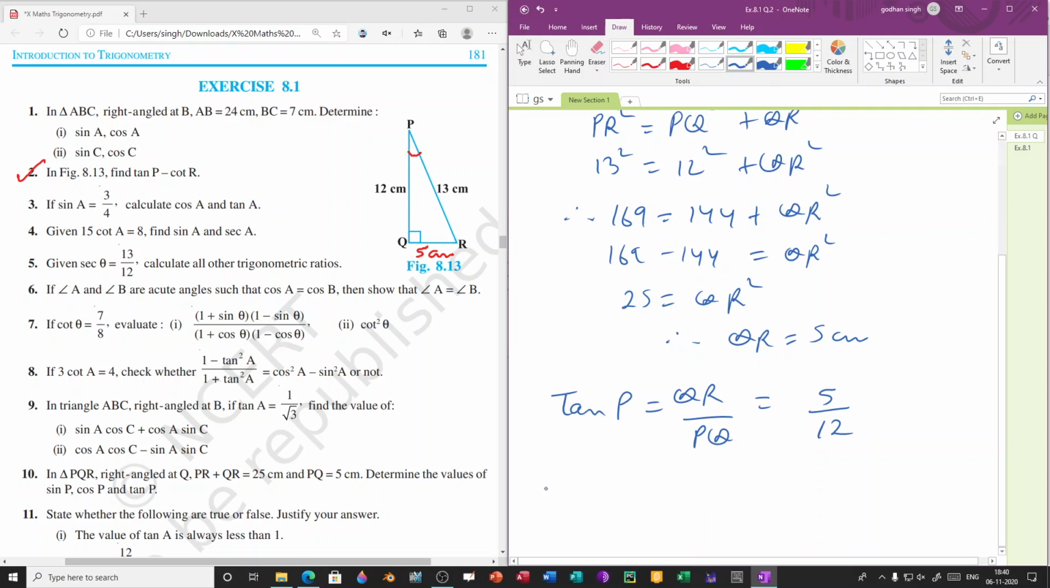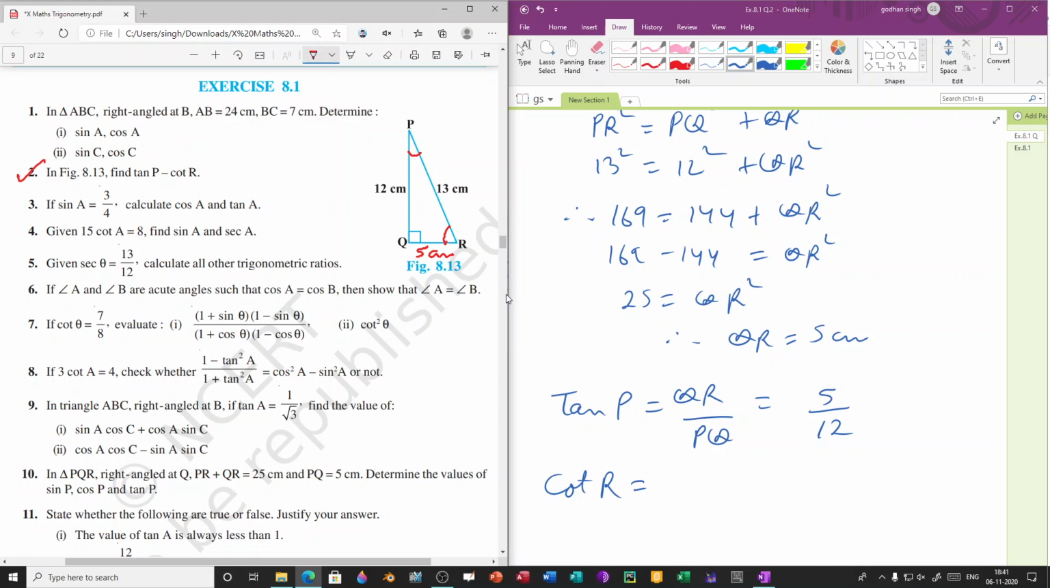So cot R equal to, so this is our R, and what is cot R? It is just the reciprocal of tan in definition. So cot is base by perpendicular. So what is the base? Adjoining side. The hypotenuse is not the base.